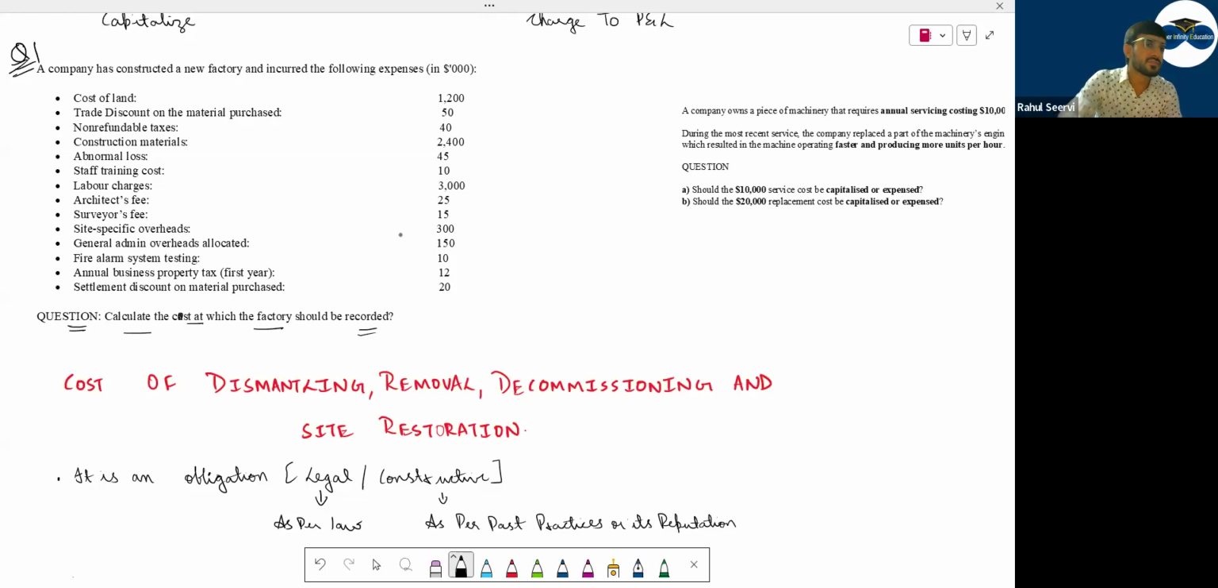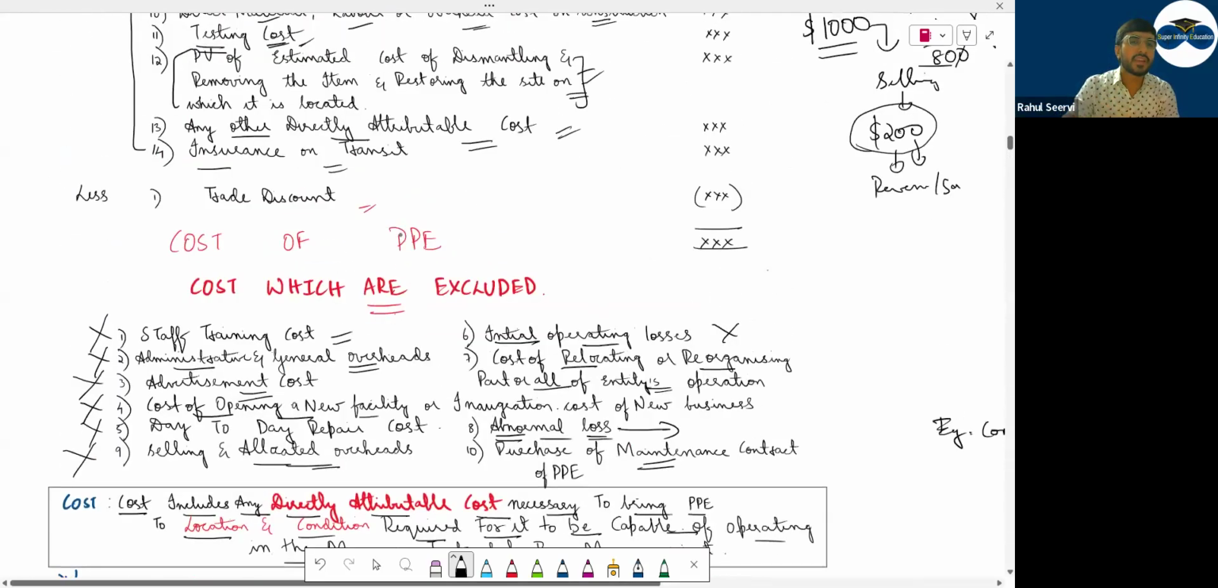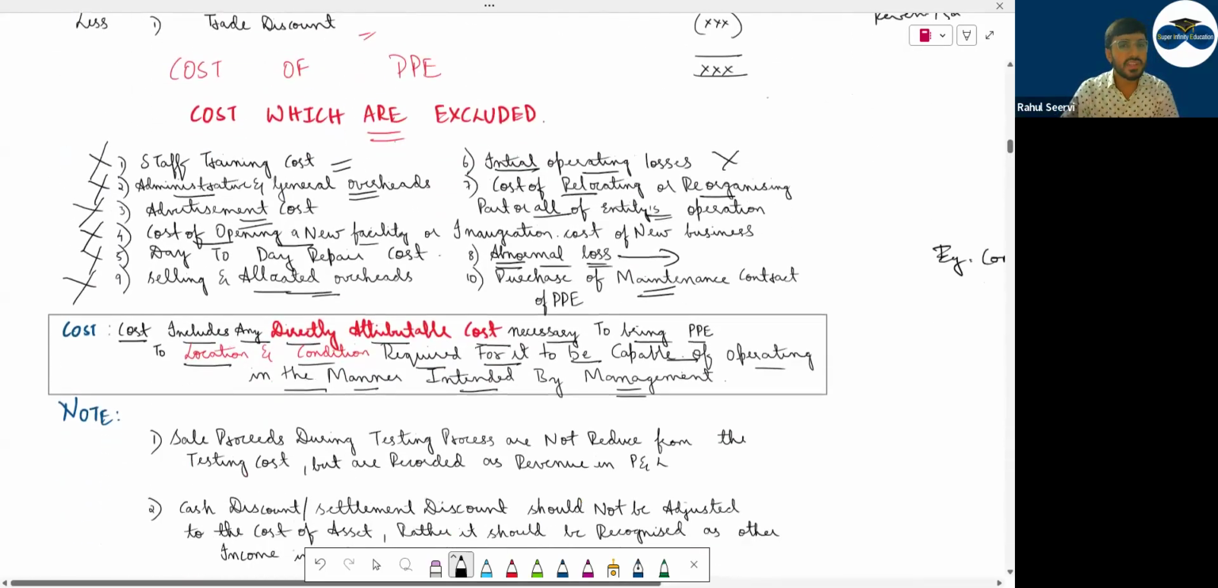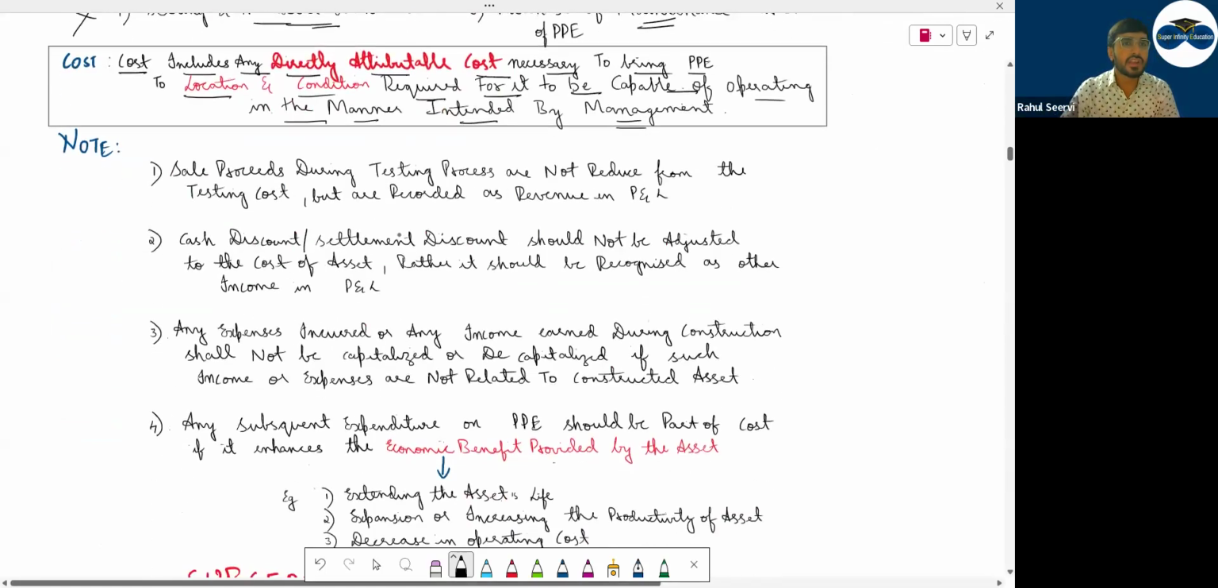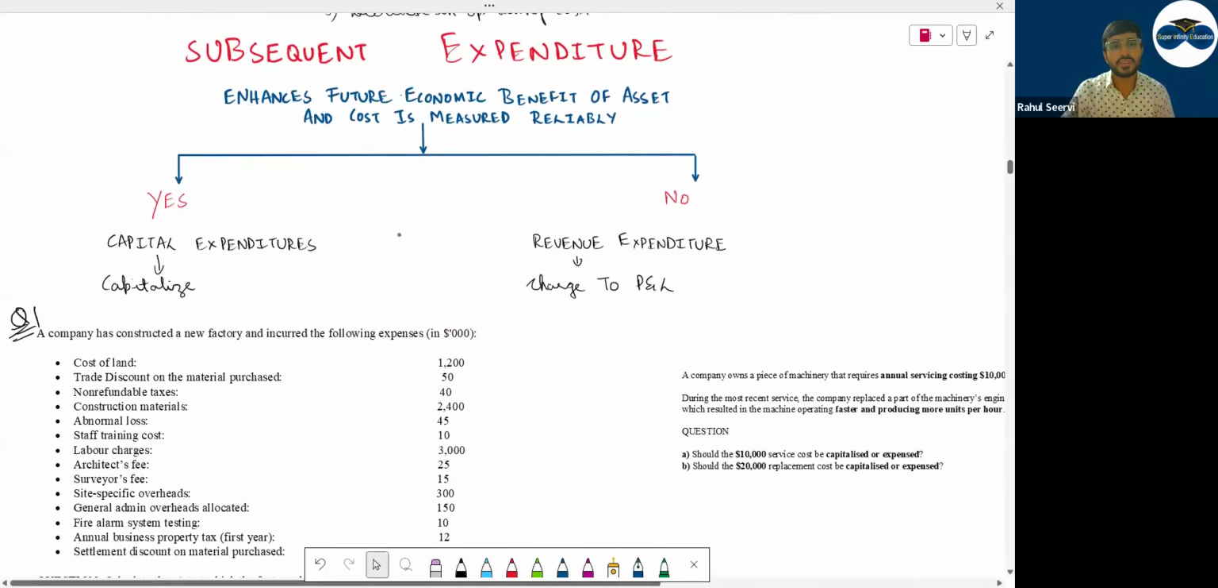Everyone solving? See, I can directly give you this and say, okay, look at these items and say what is the cost. No, I've explained each and everything. Why? It is basically to bring the asset to the location and condition for its use. Whatever cost you have incurred to get the asset to the location and condition will be capitalized, meaning you will record it as an asset.